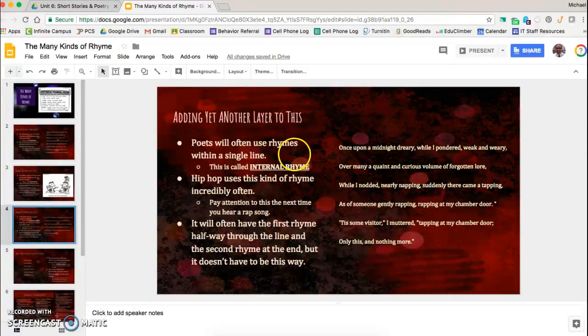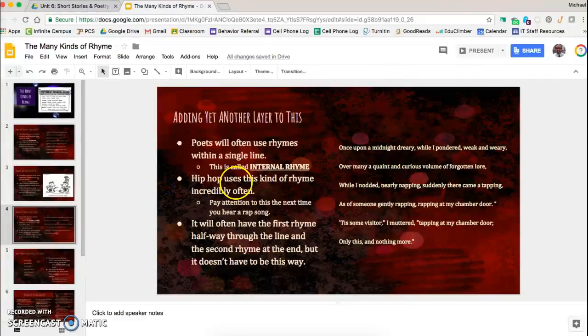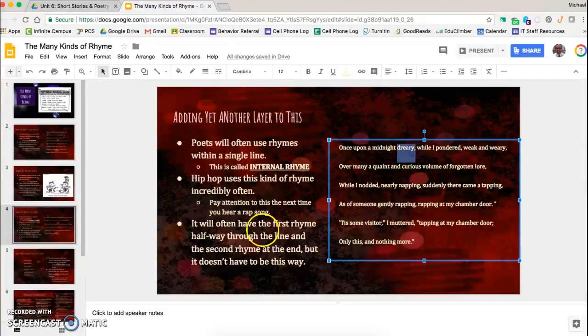Beyond just end rhyme, however, there's something called internal rhyme that poets will often use, where they'll rhyme two words in the same line. So if we look over on the right, we have once upon a midnight dreary, while I pondered weak and weary. Dreary rhymes with weary. Hip-hop songs will actually use this really often. So if you listen to a rap song in the near future, just kind of keep your ear open for that, because it does come up really often where they'll use the same sound device. It will often have the first rhyme halfway through, like in this one, dreary, and then the second rhyme at the end, like this one, weary. But it doesn't have to be like that.